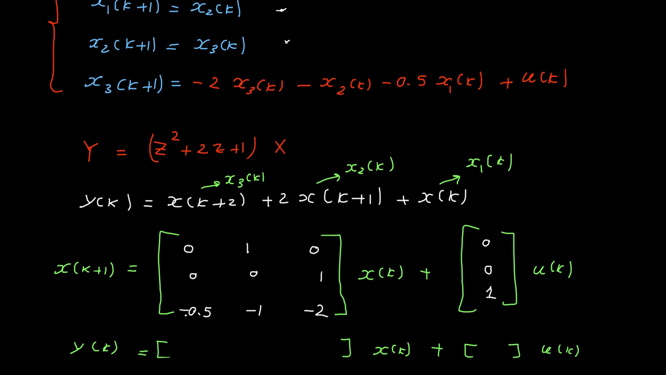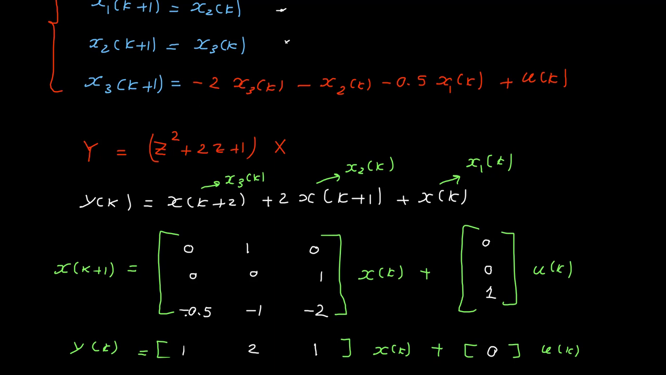For the output, the first coefficient will be for x1, which is the 1, then x2, which is the 2, then x3, which is the 1. And there's no input here, so this will be the 0. There's no direct input in the output. Actually, in physics, you cannot find a direct input, which means that you cannot find the input directly appearing in the output. This means that I'm having a link between the input and the output without any dynamics.